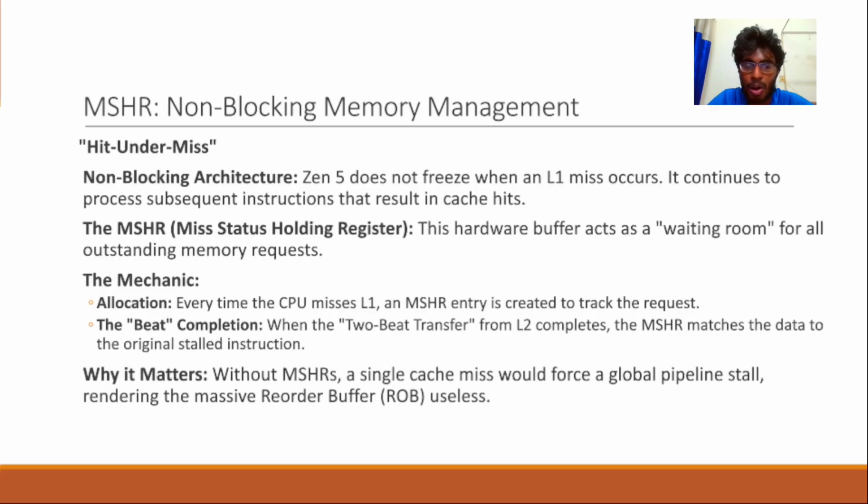Moving to MSHR and non-blocking cache. Zen 5 is non-blocking. When a miss occurs, the miss status holding register, MSHR, acts as a waiting room. This allows the CPU to perform hit under miss. It keeps processing instructions that result in hits, while the MSHR handles the transfer from the L2 in the background.